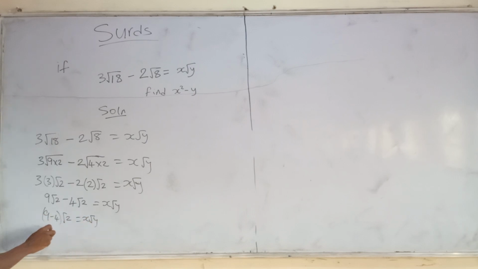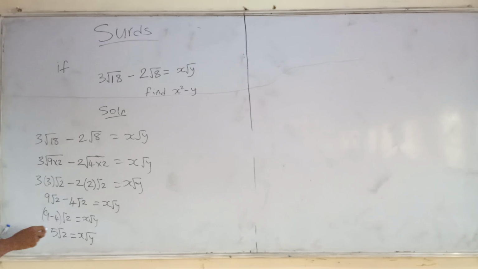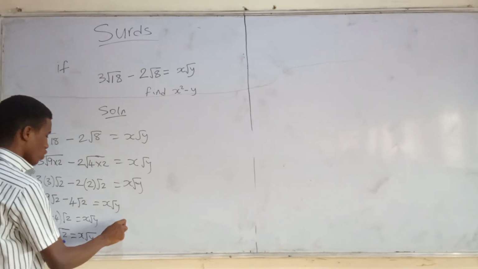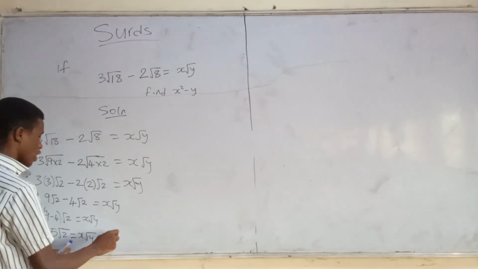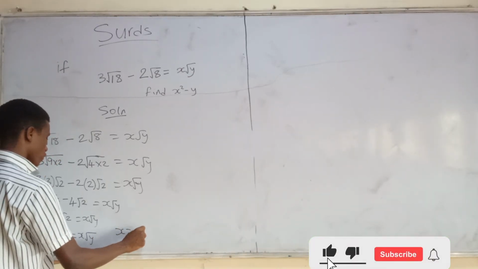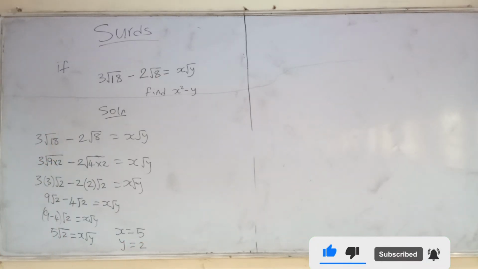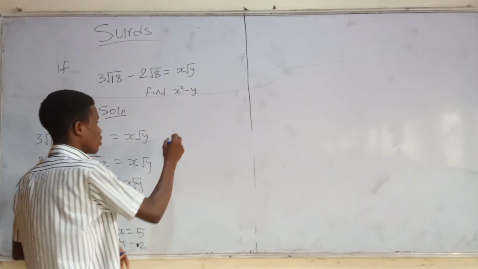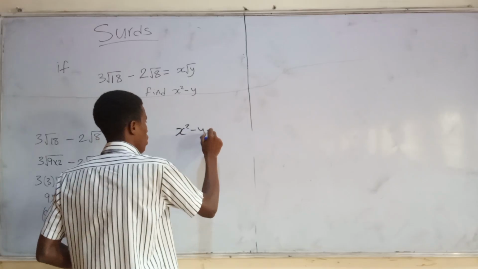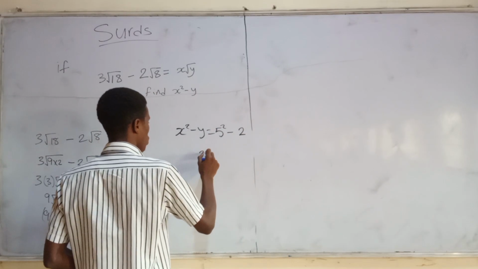Now this is where most people fail it. This 5 root 2, abi. Now if you have to compare this thing now, you have that x is equal to what? Okay, let me write by comparison. X is equal to what? 5, and y is equal to not root 2 but 2. Y is equal to 2. Now let's find x squared minus y. X squared is what? Is equal to 5 squared minus what? 2. 5 squared is what?